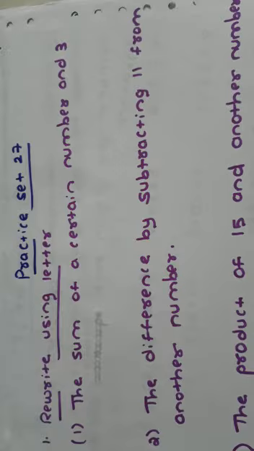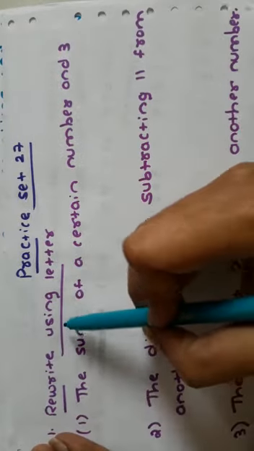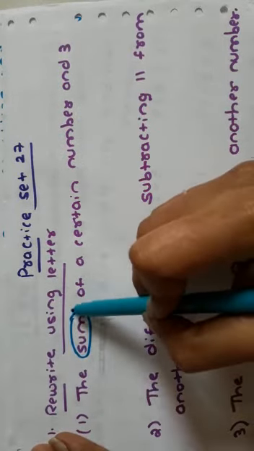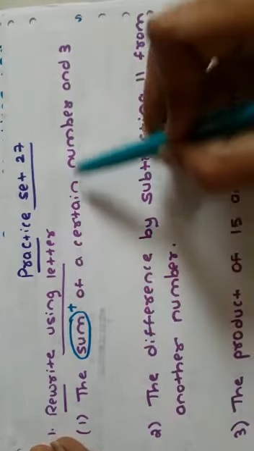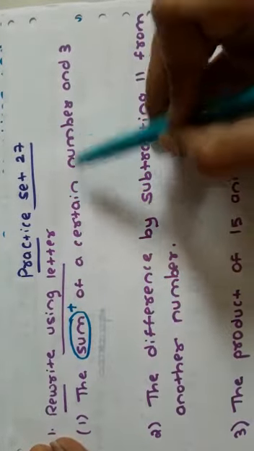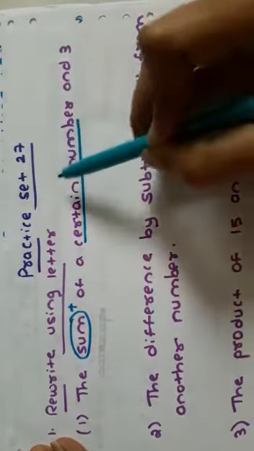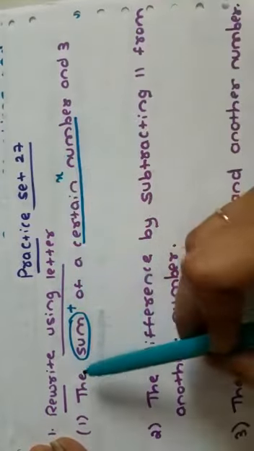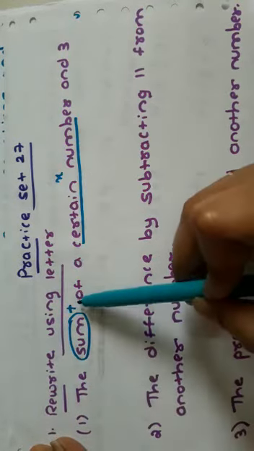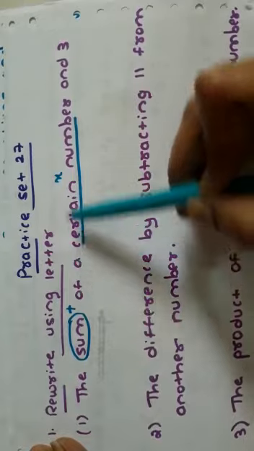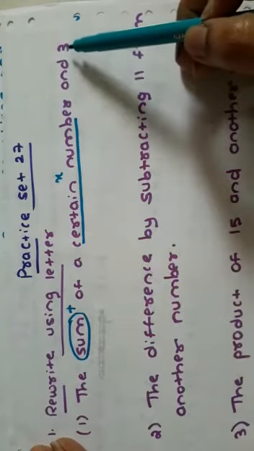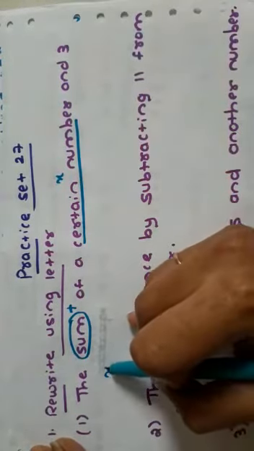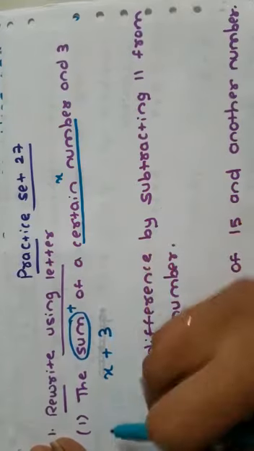Question number 1. The sum of a certain number and 3. Sum means addition. Sum always means addition. Now a number is given. We don't know what the number is, so in that place we take a variable x. So this means the sum of, that means addition of x and 3, and that is nothing but x plus 3.